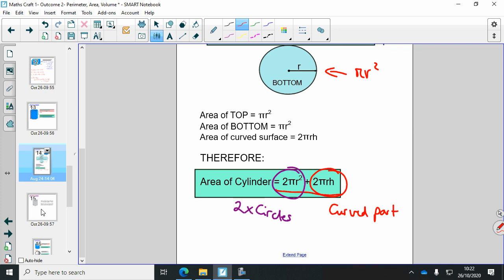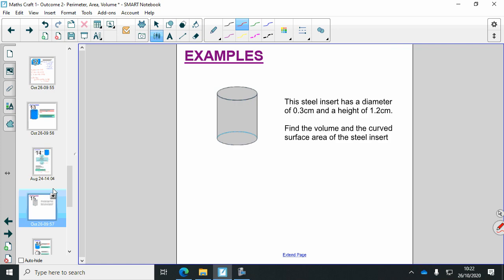So let's just do one example. This steel insert has a diameter of 0.3 and a height of 1.2. Find the volume and the curved surface area of the steel insert. Well, firstly, we need to take this information here and we need to transfer that to the cylinder to help us. So we've got a height of 1.2 and we've got a diameter of 0.3. So the diameter, remember, is all the way across the middle. Now, that means that the radius is halfway to the diameter, so the radius will be 0.15. So just be careful about what it's asking.